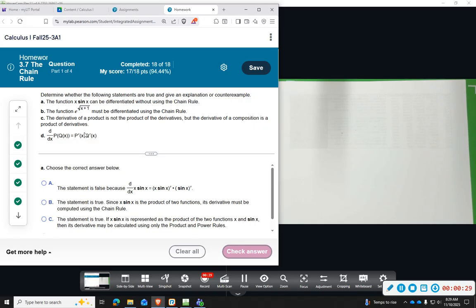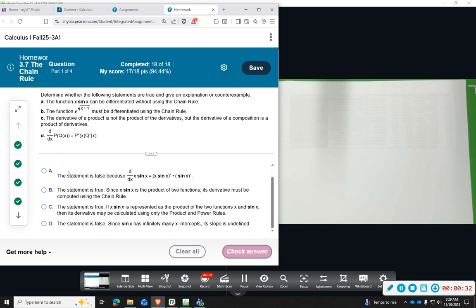Out of the answer choices, we are looking at the statement is false, and it says can be differentiated without using the chain rule, and I think it can be, so we're looking for a true statement. Since x times sine of x is the product of two functions, the derivative must be computed using the chain rule. Now, product of two functions would be product rule, so not B. Looking at C, statement is true if x times sine of x is represented as the product of two functions, then the derivative can be calculated using the product and power rule. So yes.